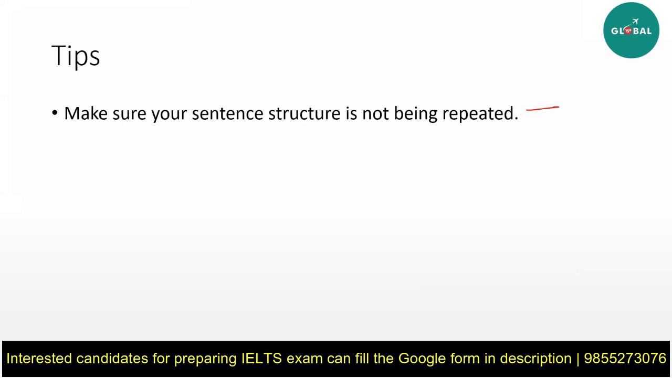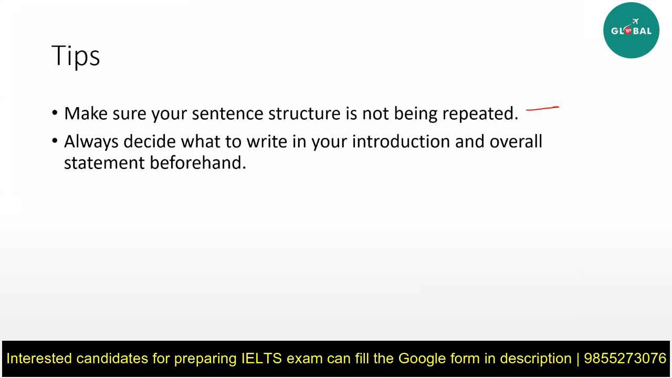The second is always decide what you want to write before you start your writing. And this is especially important for introduction and overall. You have to know, okay, so I'm going to start my introduction with this and this, and then I'm going to state that, okay, the first part is this, the second part is this, or maybe they're making a comparison as we did in this question. So you need to know what introduction and overall are before you start writing, just because it makes it easier for you to write very quickly as you only have 20 minutes to do this task, all right? So plan ahead before you start writing.